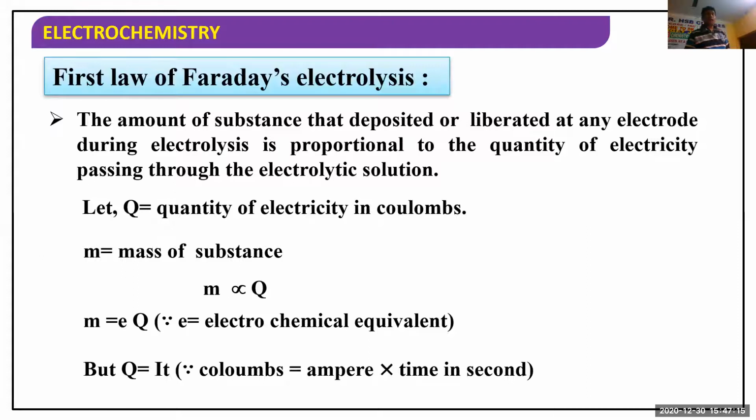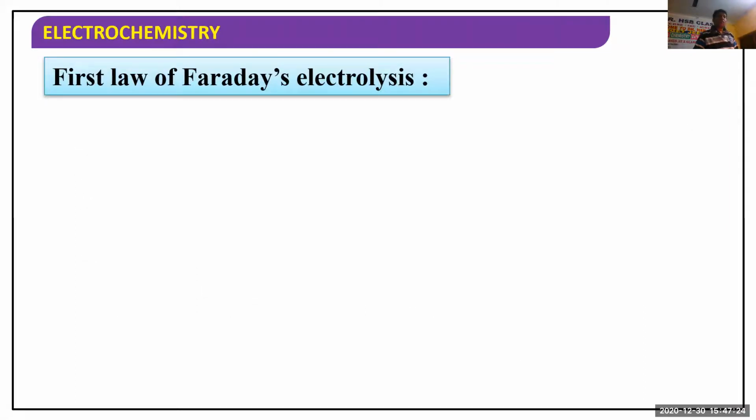But Q equals IT, where I means ampere, that is current, and T means time. Now, M equals E into IT, or CT. C means current.